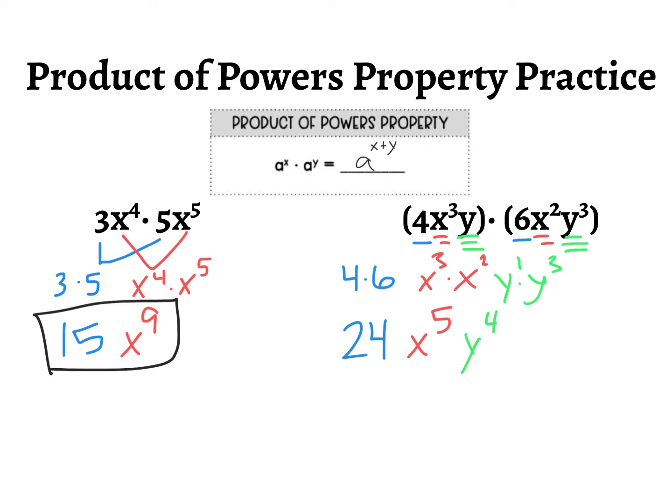Now, in the end, all of these terms are being multiplied. So technically it's 15x to the 9, 24x to the fifth times y to the fourth. Everything's being multiplied. But that's how you combine them. You combine the like terms, so the numbers go with each other, the x's go together, and the y's go together. And in the end, we can add the exponents with the variables. So this is called product of powers. If you're multiplying two things, you can add the exponents.